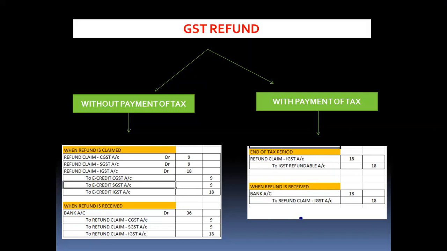Now, moving on to the accounting treatment when refund is claimed against exports made with payment of tax. Well, shipping bill is treated as refund application and the payment is released by the customs. So the entry at the end of the tax period would be refund claim IGST account debtor to IGST refundable account. And when the refund is actually received, the entry would be bank account debtor to refund claim IGST account.